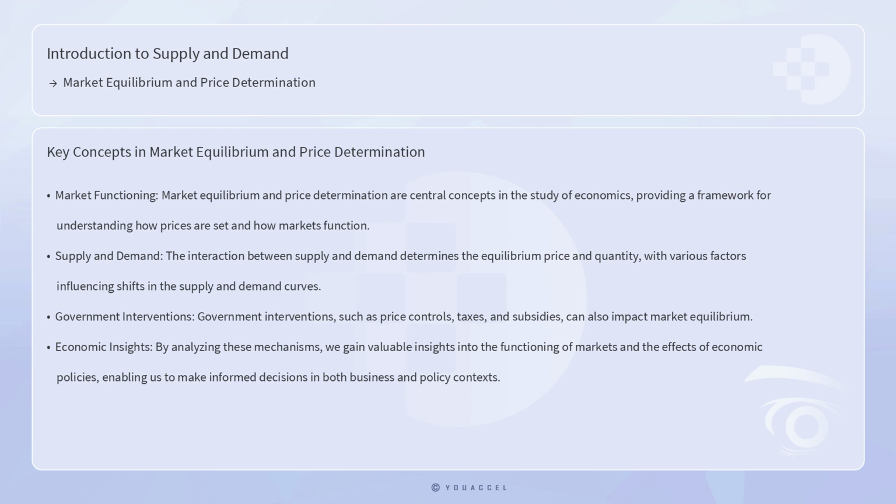In conclusion, market equilibrium and price determination are central concepts in the study of economics, providing a framework for understanding how prices are set and how markets function. The interaction between supply and demand determines the equilibrium price and quantity, with various factors influencing shifts in the supply and demand curves. Government interventions, such as price controls, taxes, and subsidies, can also impact market equilibrium. By analyzing these mechanisms, we gain valuable insights into the functioning of markets and the effects of economic policies, enabling us to make informed decisions in both business and policy contexts.